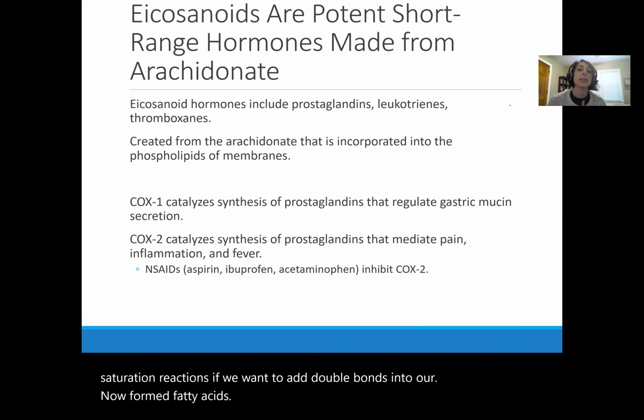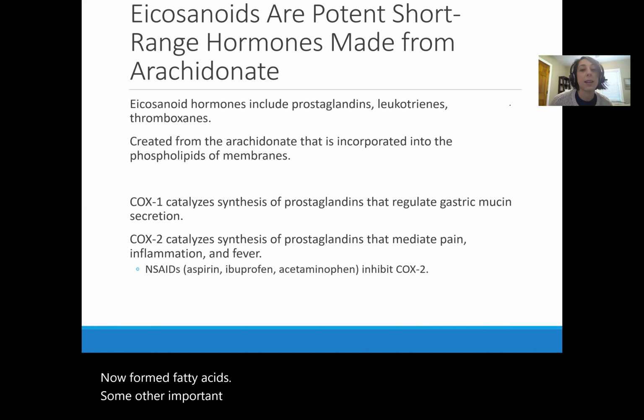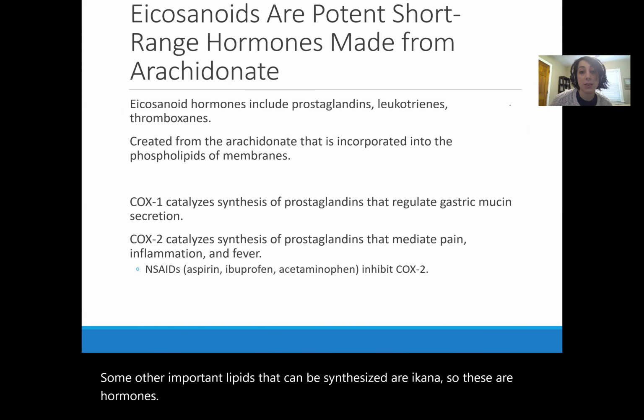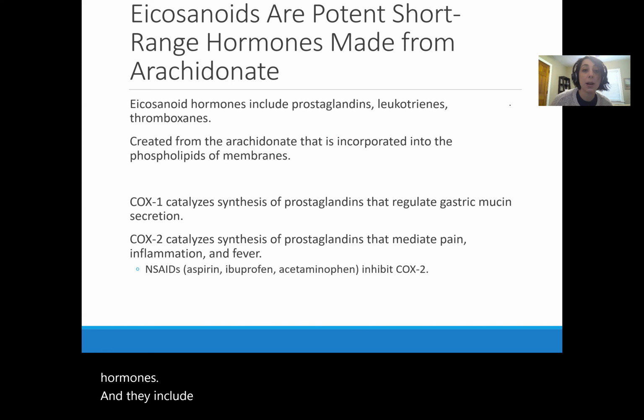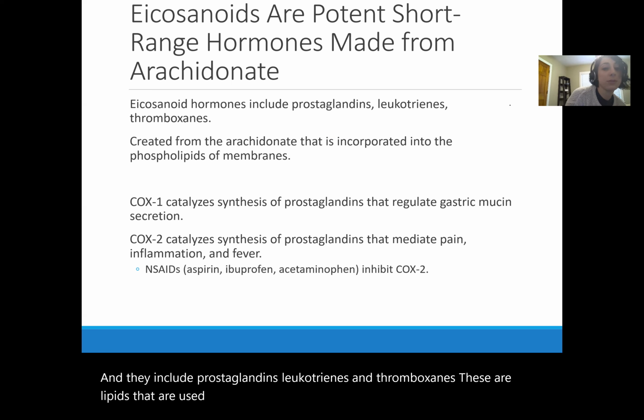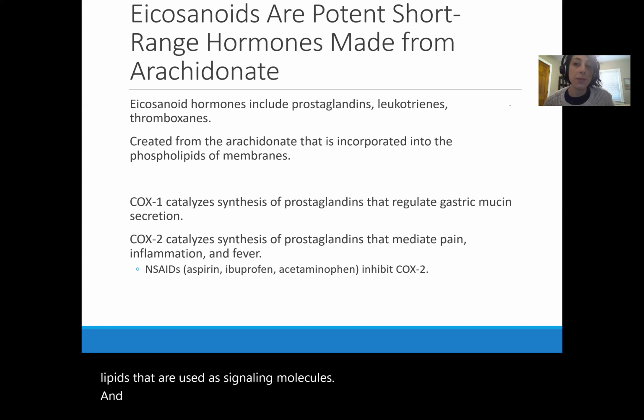Some other important lipids that can be synthesized are eicosanoids. These are hormones, and they include prostaglandins, leukotrienes, and thromboxanes. These are lipids that are used as signaling molecules. And ultimately, they are formed from our base fatty acids. So fatty acid synthesis is still important for the formation of these eicosanoid hormones.